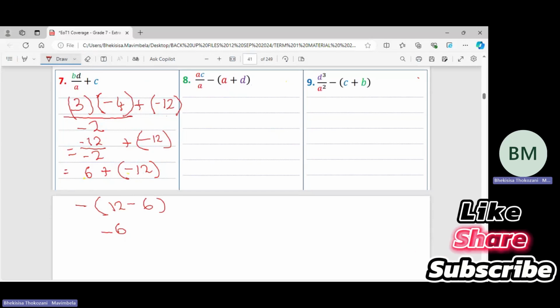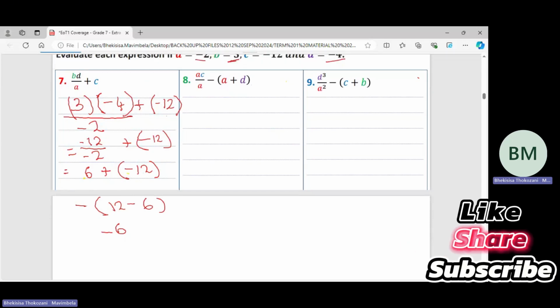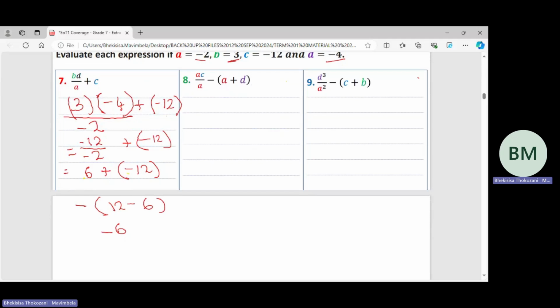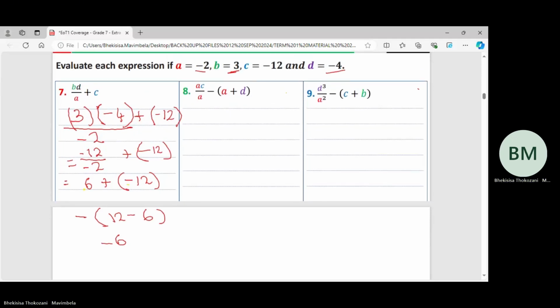Okay, let's move on to the next one. I think I will do number 9 for you, because number 9 is different. Number 8, I will leave to you to do, because it's almost the same as the one which I just did. Quickly, let's do this one here.